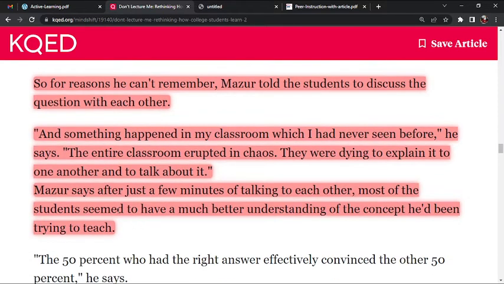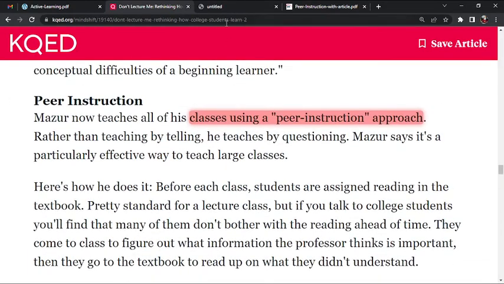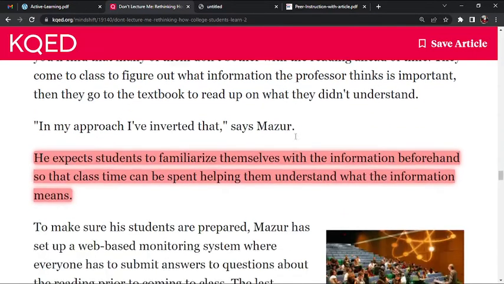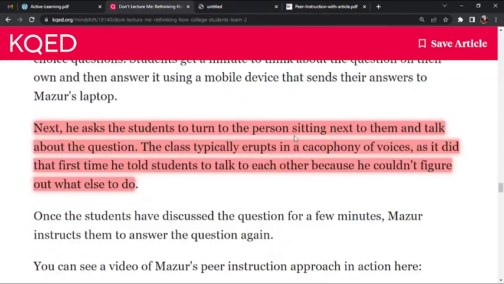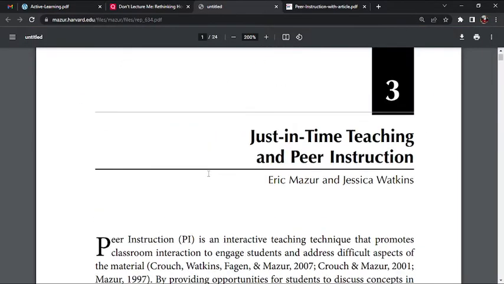So Mazur says that just after a few minutes of talking to each other, most of the students seem to have a much better understanding of the concept he'd been trying to teach. So by you explaining, by you doing, by you practicing what you learn, you'll be able to have a better understanding of the concepts that you are being taught or that you are learning. And that is why Mazur now teaches his classes using the peer instruction approach, and that is what we are looking at. Now, let us look at what the peer instruction approach is.